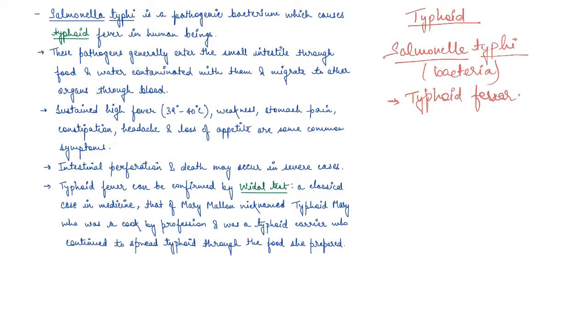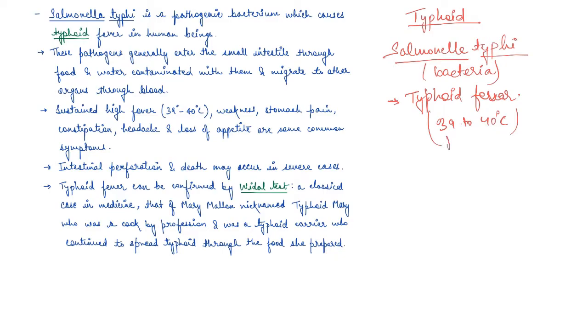And they migrate to all the organs through blood. So what happens is they enter into our intestine through contaminated food and water, and then they get into our bloodstream and they migrate into other organs through blood. Now what happens when they enter in blood? We start getting high fever, 39 to 40 degrees Celsius, right? So we start getting high fever.